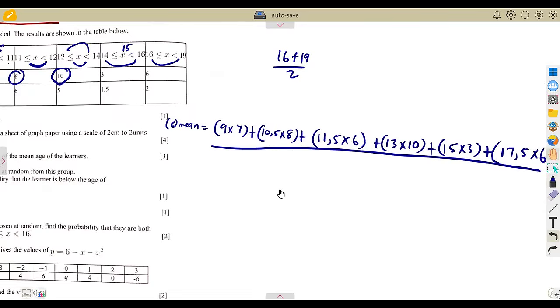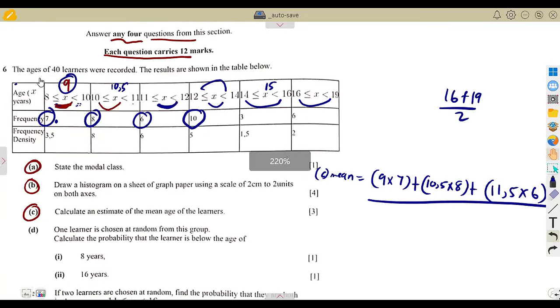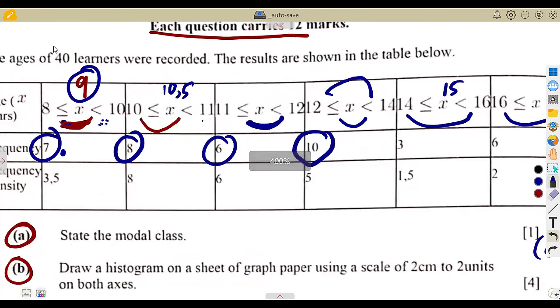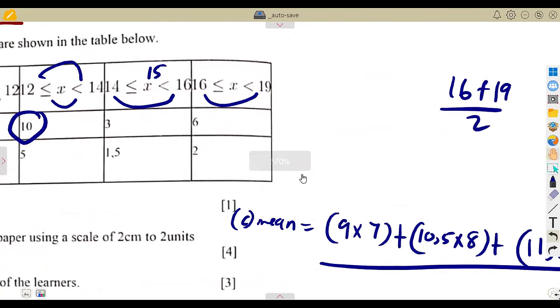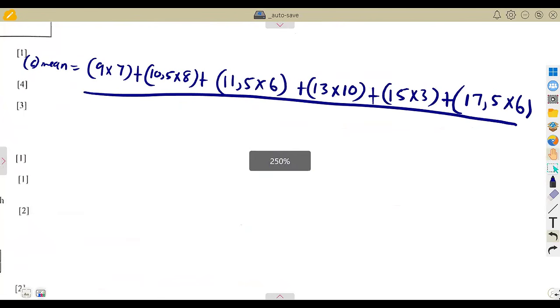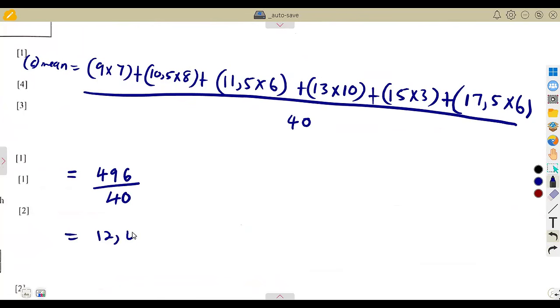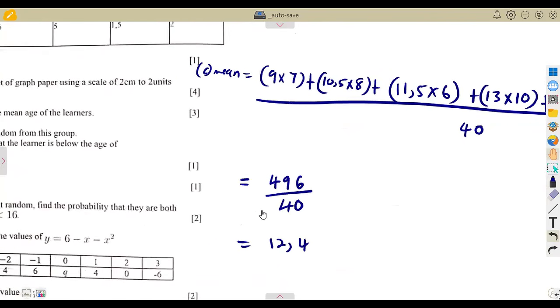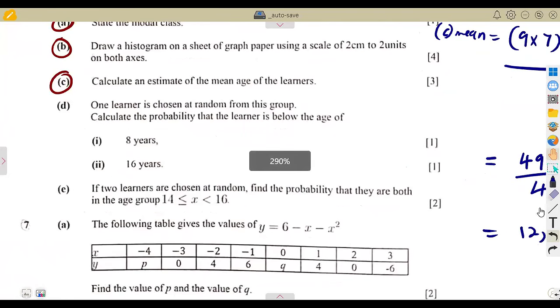We were supposed to add these frequencies, 7 plus this, but we are given 40 learners. We are already given the total. There are 40 learners that we are working with. So that is going to be the mean. Now use your calculator and simplify everything. You are going to obtain 496 over 40. Confirm on your calculator, that's 12,4. That's the mean of the given information.